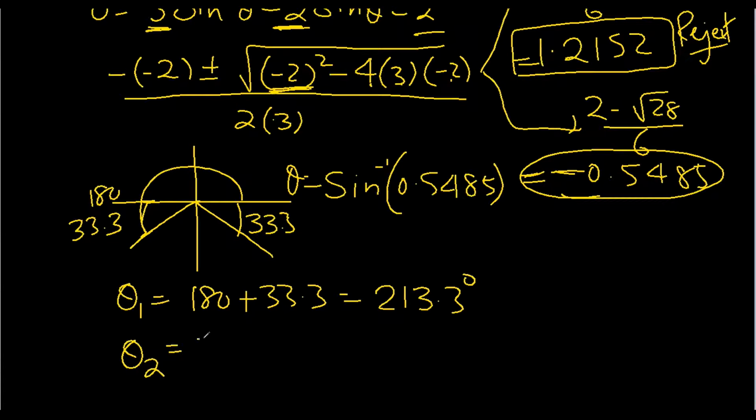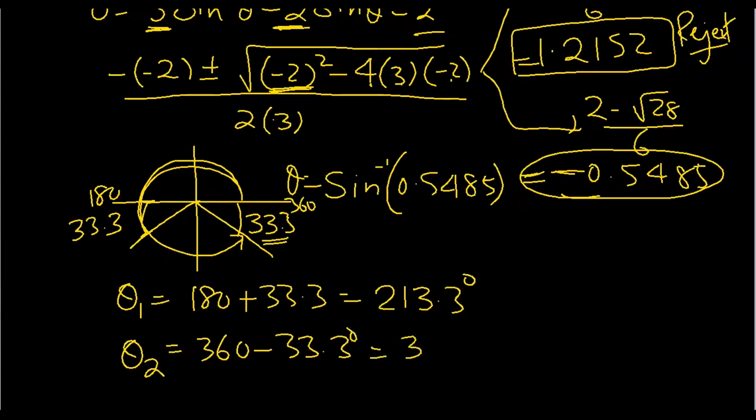The other one will be 360 minus 33.3, because if I start from 0 again and reach this line, we have not reached 360. It is 33.3 before 360, and that's why it is subtracted. So what do we get? 326.7 degrees. This is the final answer.